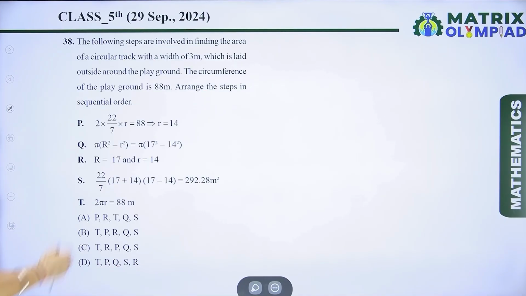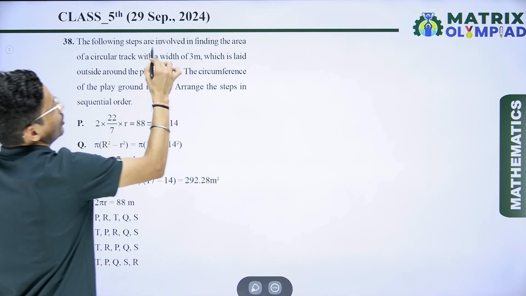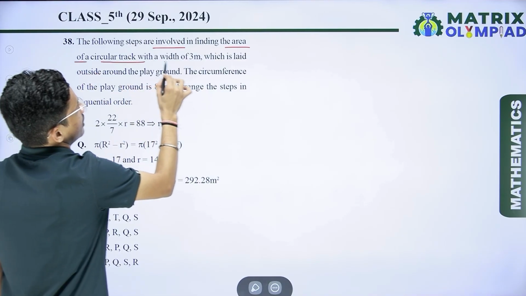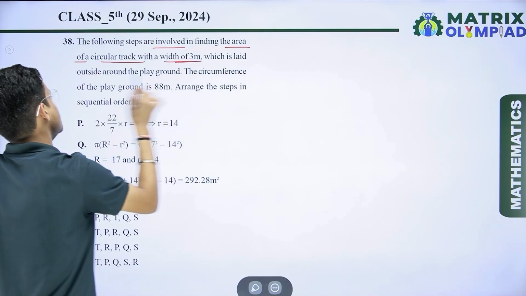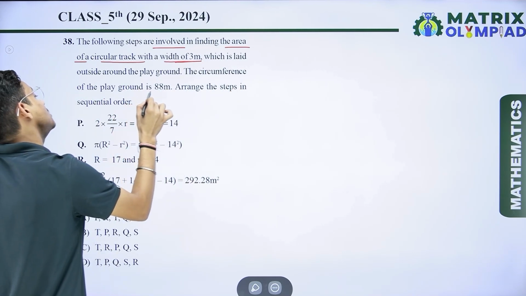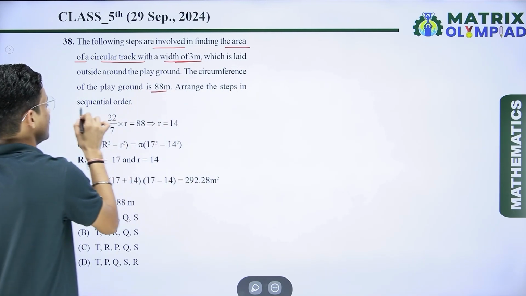Now the next question is that the following steps are involved in finding the area of a circular track with a width of 3 meters, which is laid outside around the playground. The circumference of the playground is 88 meters. Arrange the steps in sequential order.